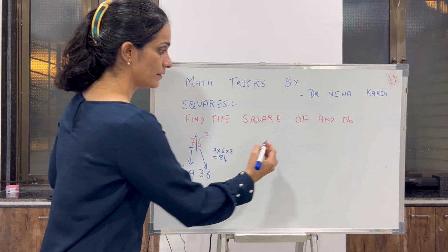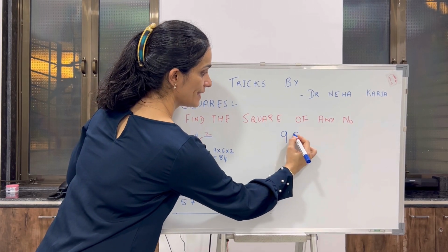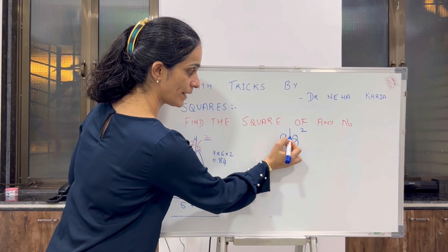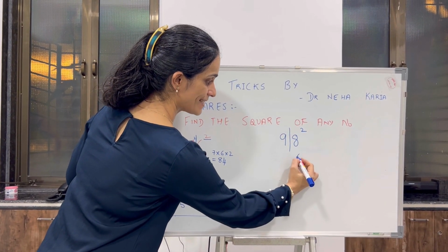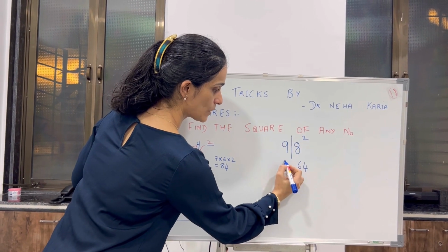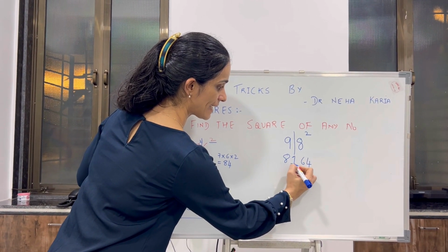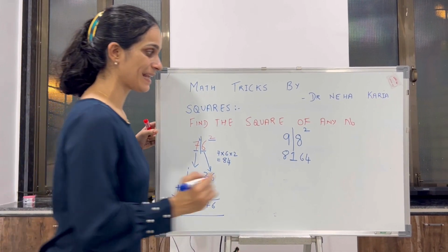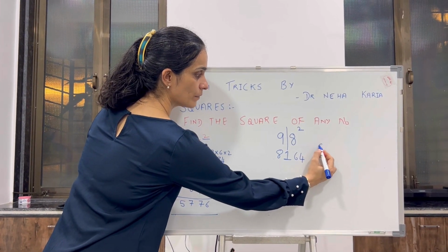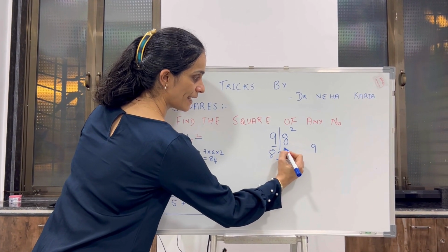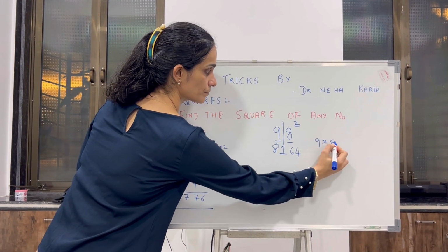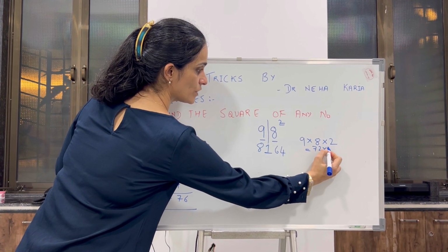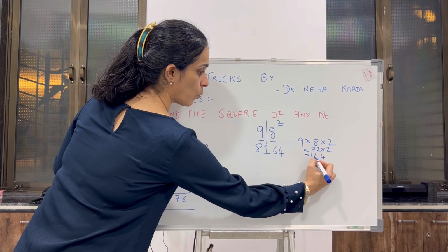So my next number is 98. Let's find 98 square. Okay. First step, break the number. 8 square is 64. 9 square, that is 9 multiplied by 9, is 81. The sum has not got over here. What is my next step? I multiply all these numbers, 9, 8 and 2. 9 8s are 72, 72 into 2, which is 144.